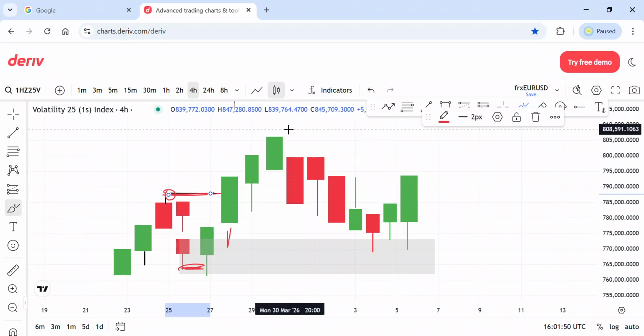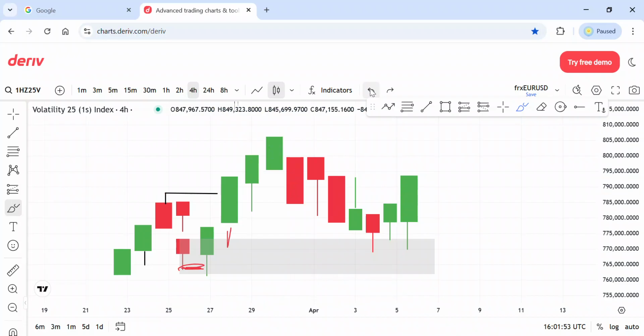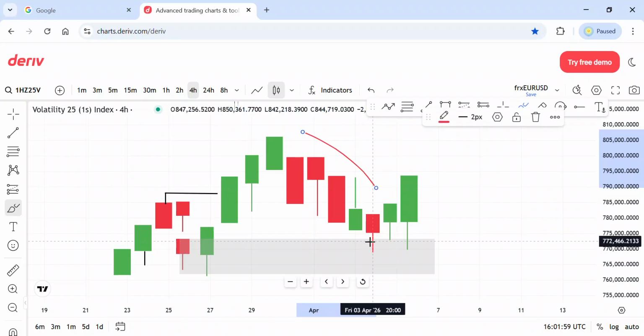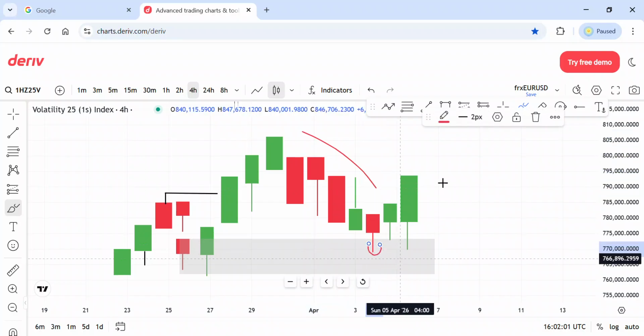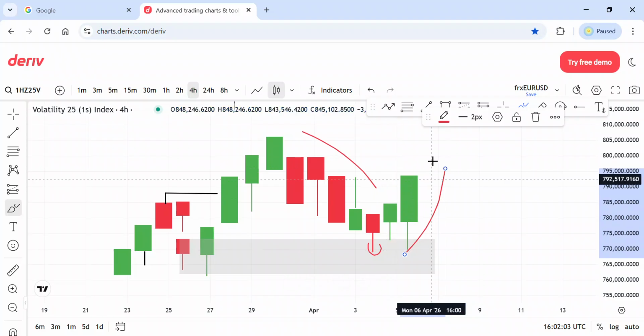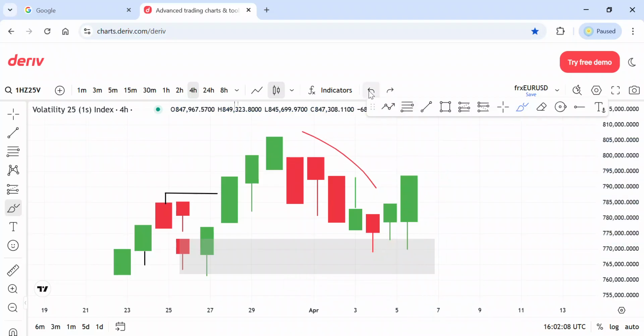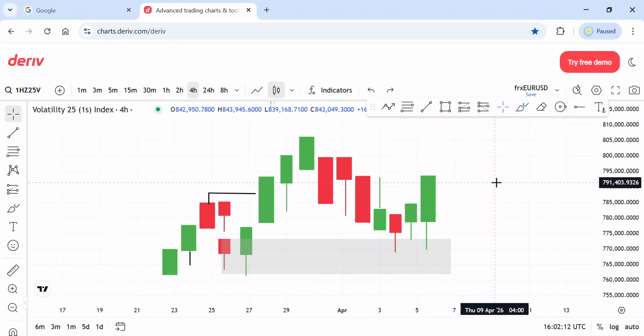And as you can see, when markets made a pullback, let me undo all this. When the market made a pullback, what happened? Immediately the market got here, what happened? The market started buying again to the upside. So it is as simple as that. That is how to identify an order block. Okay, very, very simple.